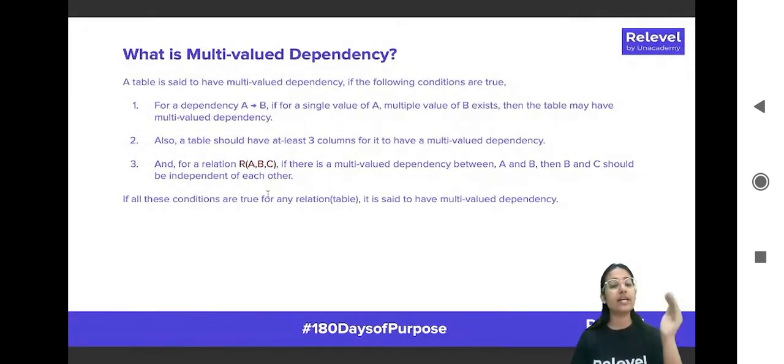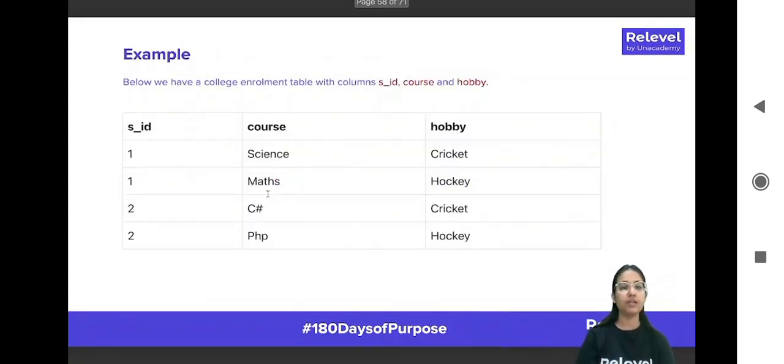If all the above 3 conditions are true for any table, then it means that it has multi-valued dependency. Remember, all the 3 conditions should be true, not 1 or 2 or anything. All the 3 should be true in order to say that multi-valued dependency exists. Again, we'll try to understand this concept by taking an example.